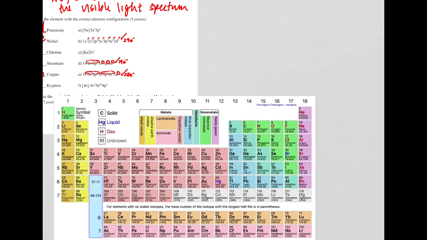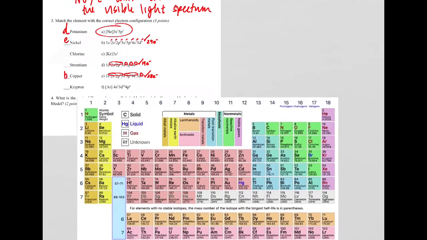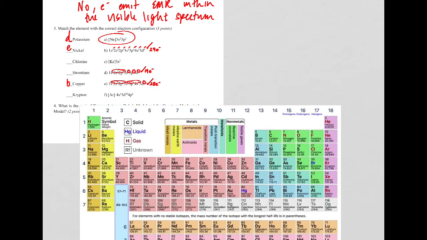We'll do A first. So we go to neon, which is right here. And then we're going to go to the next row. We're going to go to 3s2. So we go down from 10. We're going to go to 11, and we're in 3s1. Here's 3s2. And then we go to 3p5. Right? So we go 1, 2, 3, 4, 5. We find that this is chlorine. You could have also just written the shorthand for chlorine if you wanted to.